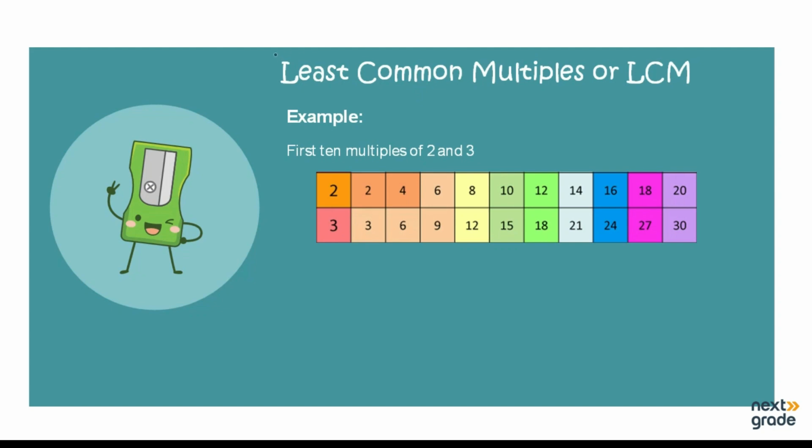Welcome back students. In this video we are going to discuss least common multiples, or LCM. The least common multiple of two numbers is the lowest possible number that is divisible by both numbers. It can be calculated for two or more numbers as well, and there are different methods to find the LCM of a given set of numbers.